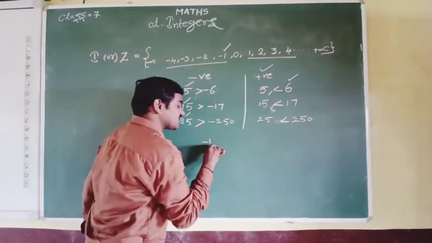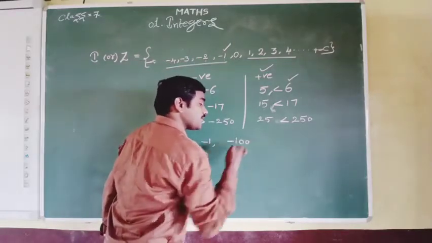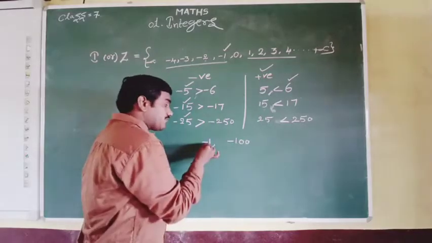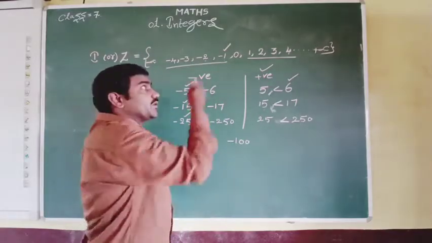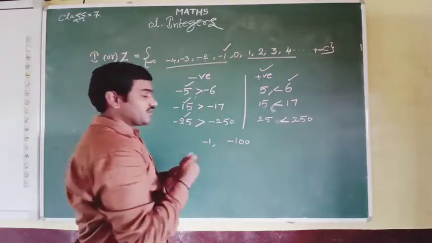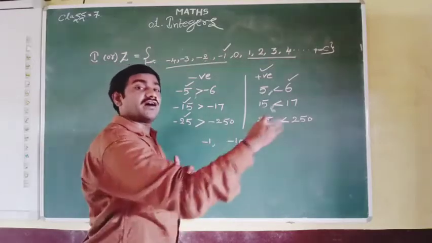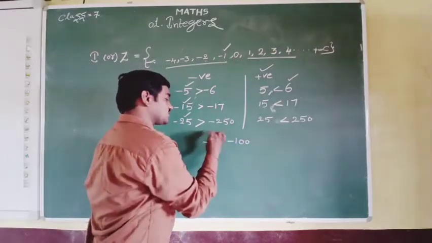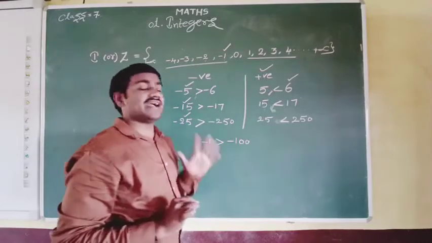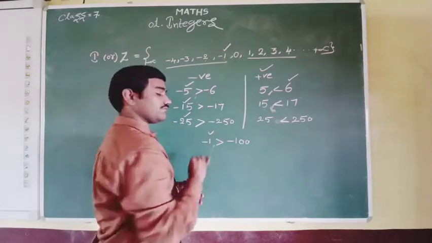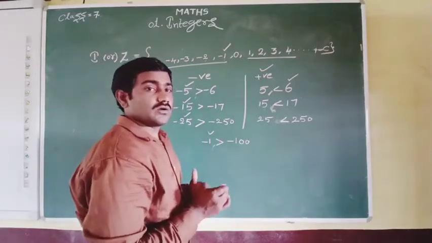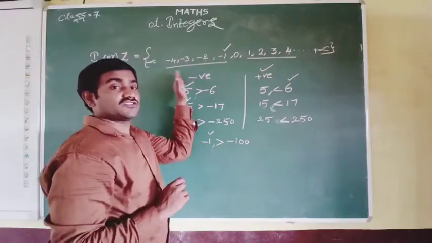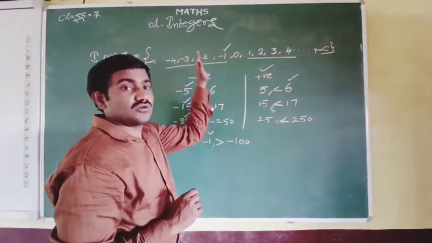Suppose we ask whether minus 1 or minus 100 is greater. Easily we can say minus 1 is very near to 0, and minus 100 is very far from 0. So minus 1 is greater than minus 100. Simple. So here let's take minus 4, minus 3, minus 2, minus 1.